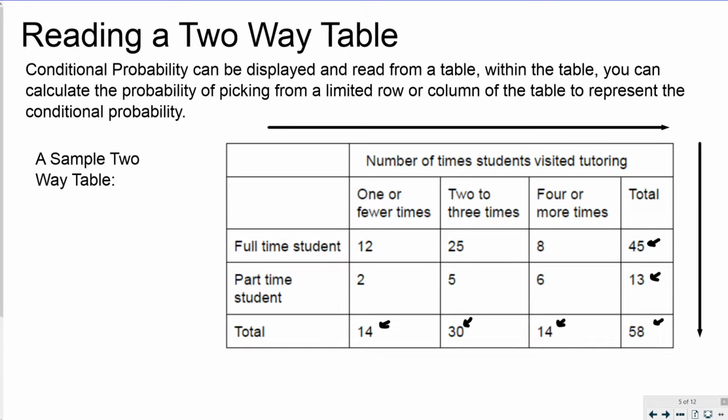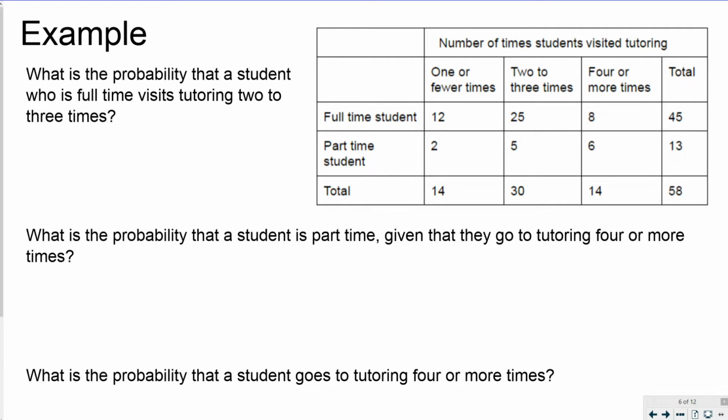Then you can see the breakdown in the table itself. Not only do the columns add up, but also the rows add up as well. If you sum the total column, that's 58. If you sum the total row, it is also 58. If you were also to add up the 12, 25, 8, 2, 5, 6, those would also equal 58, the total box. So let's answer some questions about that table.